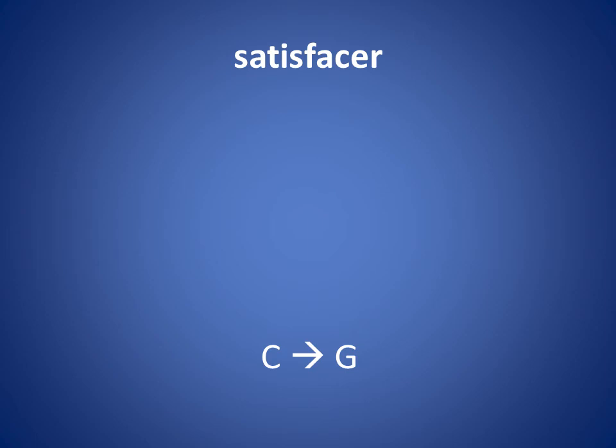This is going to be a C changing to a G in the yo form of the simple present indicative. And you know where to go from there. So pause the video and give it a go.